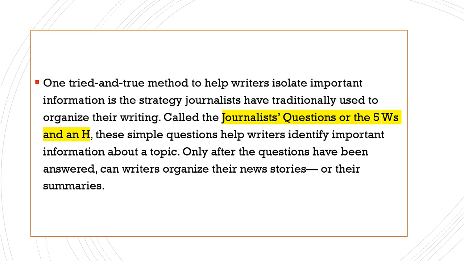Right, now we move to the fourth one. One tried and true method to help writers isolate important information is a strategy journalists have traditionally used to organize their writing, called the journalist's questions or the 5 W's and an H. These simple questions help writers identify important information about a topic. Only after the questions have been answered can writers organize their news stories or their summaries.